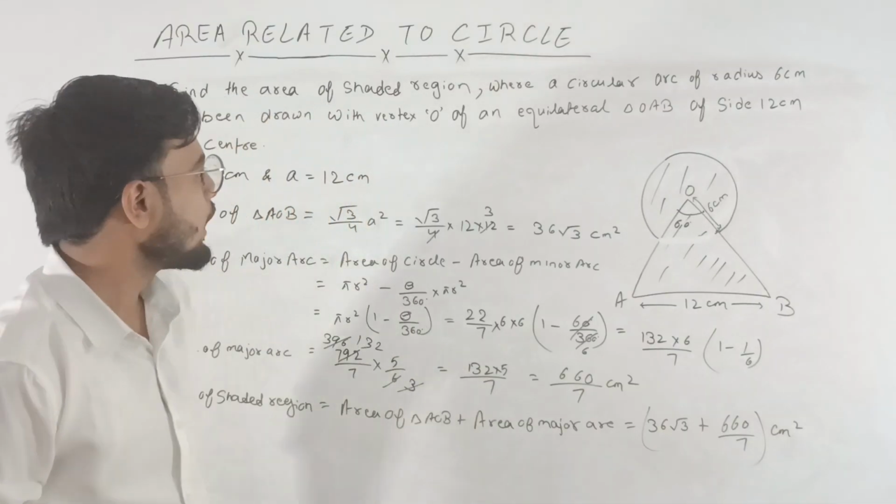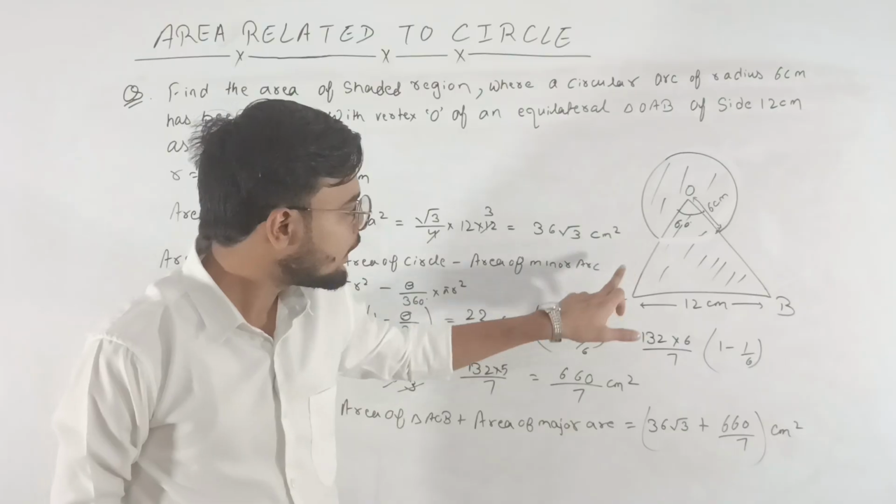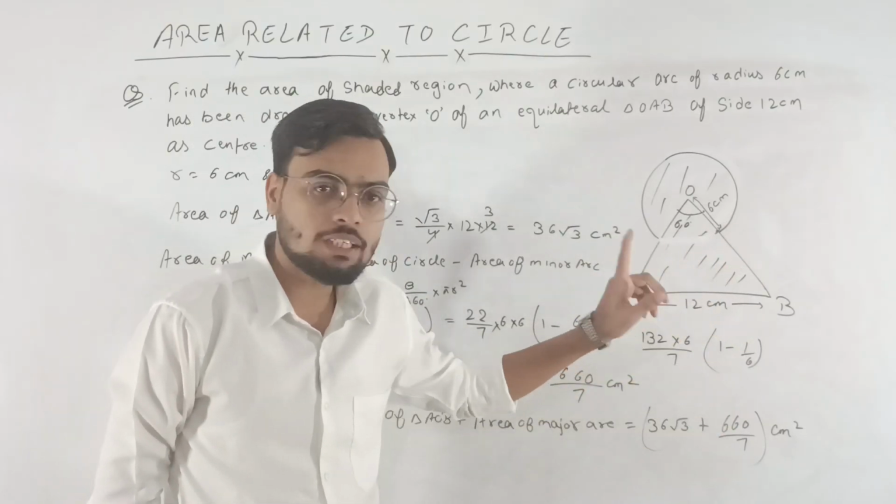Understood? Let's see one more time. The question is what? There is a figure. In this figure, triangle AOB is an equilateral triangle, and the side of this triangle is given, this 12 centimeter.